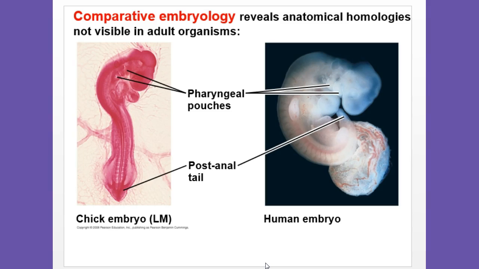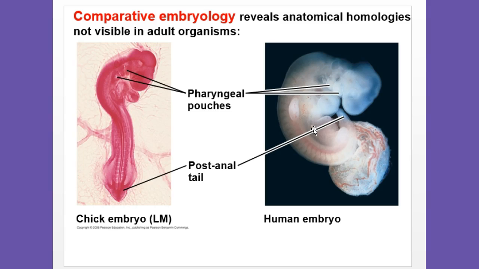Comparative embryology reveals anatomic homologies that are not visible in the adult organisms. Some of these things, like these pharyngeal pouches and the postanal tail, are noticeable in the chick embryo and the human embryo. However, in adults, we have lost this tail and these pharyngeal pouches, so they are no longer noticeable in the adult version of the organism where they were in the embryo. This picture is on 463 if you want to analyze it any further.